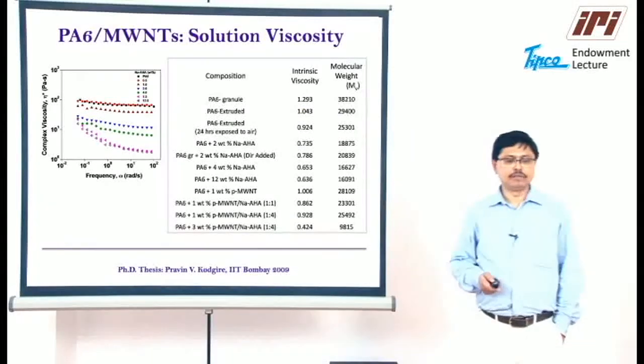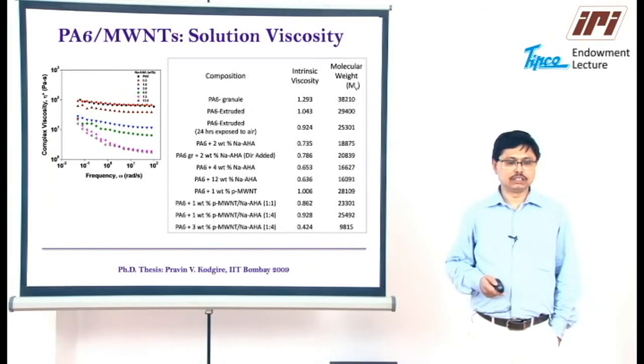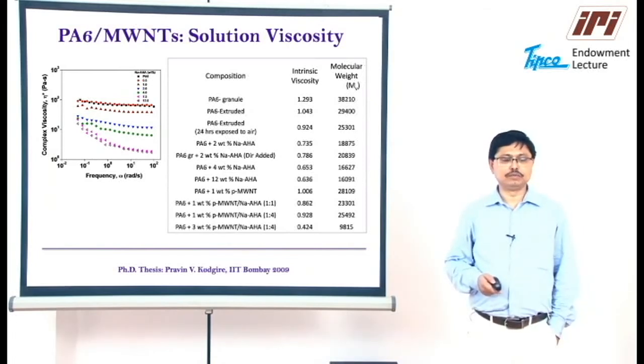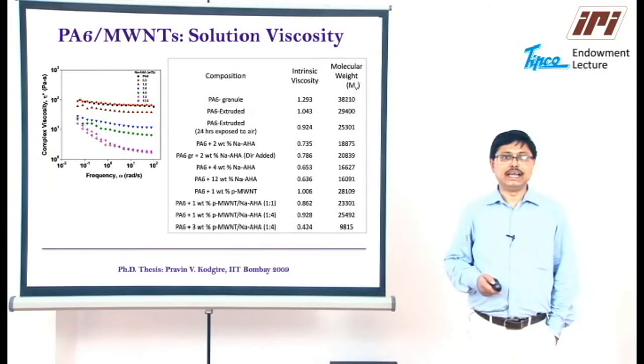The degradation of the molecular weight of polyamide 6 was also observed through solution viscosity measurements, and the corresponding molecular weight suggests that what has been observed in the melt rheological characterization has been correlated with the solution viscosity measurements as well. It suggests that NaHA also aids in either plasticization or molecular chain degradation of the polyamide 6.